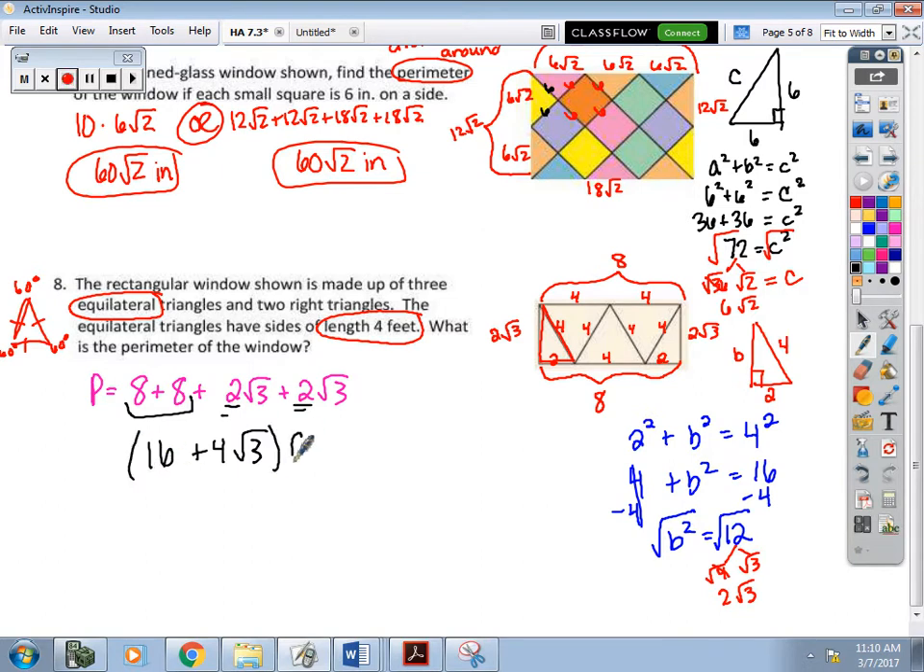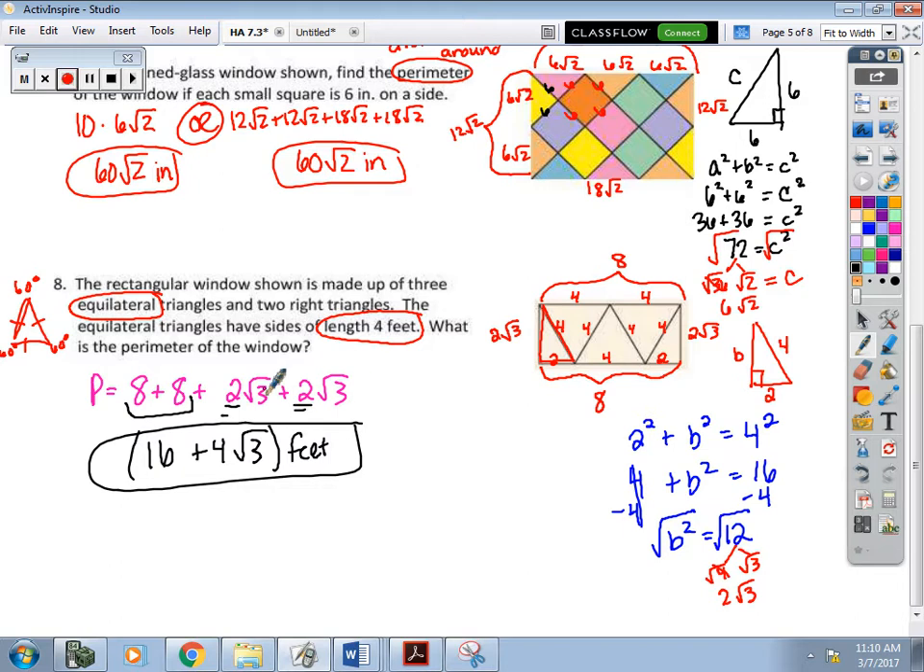If you see this in the book, they'll put parentheses around it. So that would be our perimeter. And if you wanted to know what that answer actually was, you could type it in your calculator to get a decimal approximation. So on the back, what we're going to see is adding things that do not have like radicals.